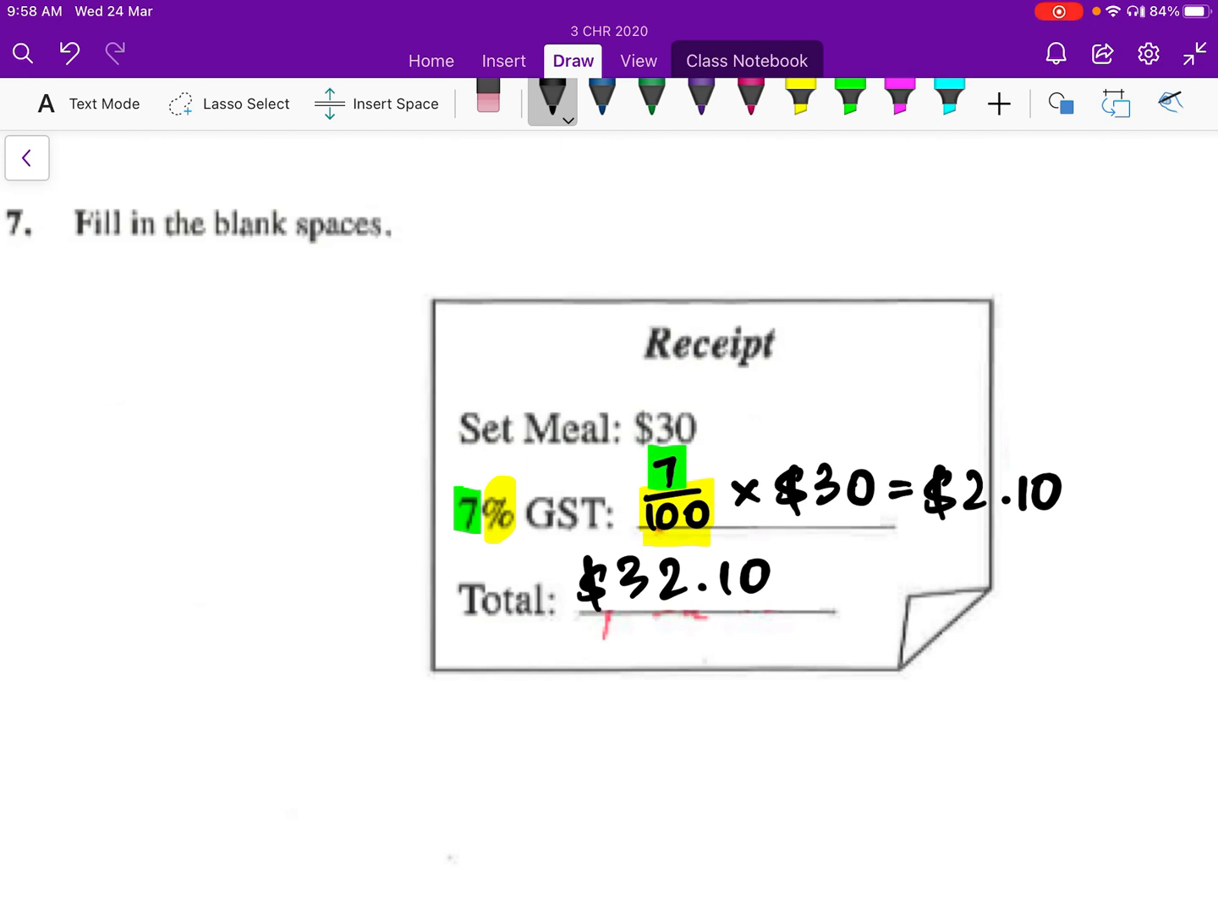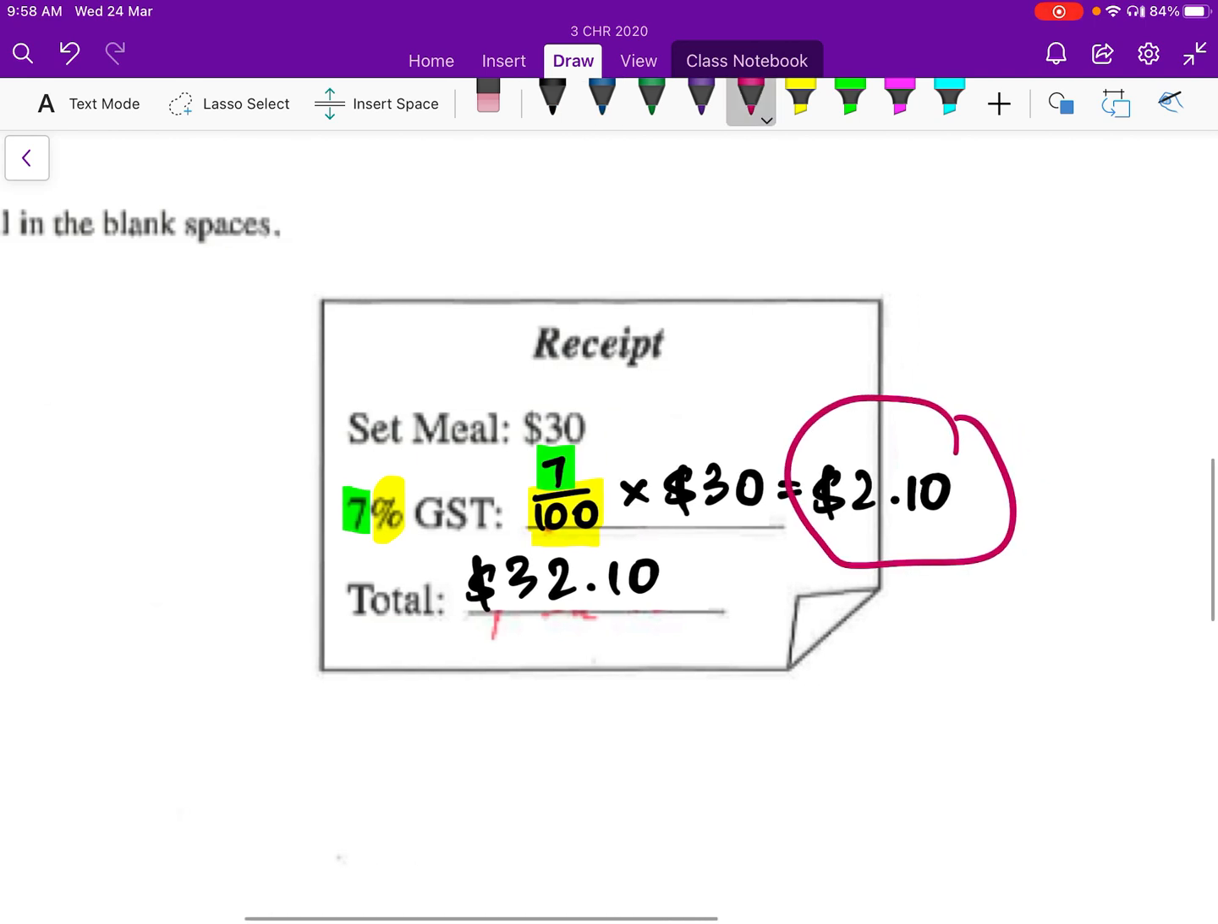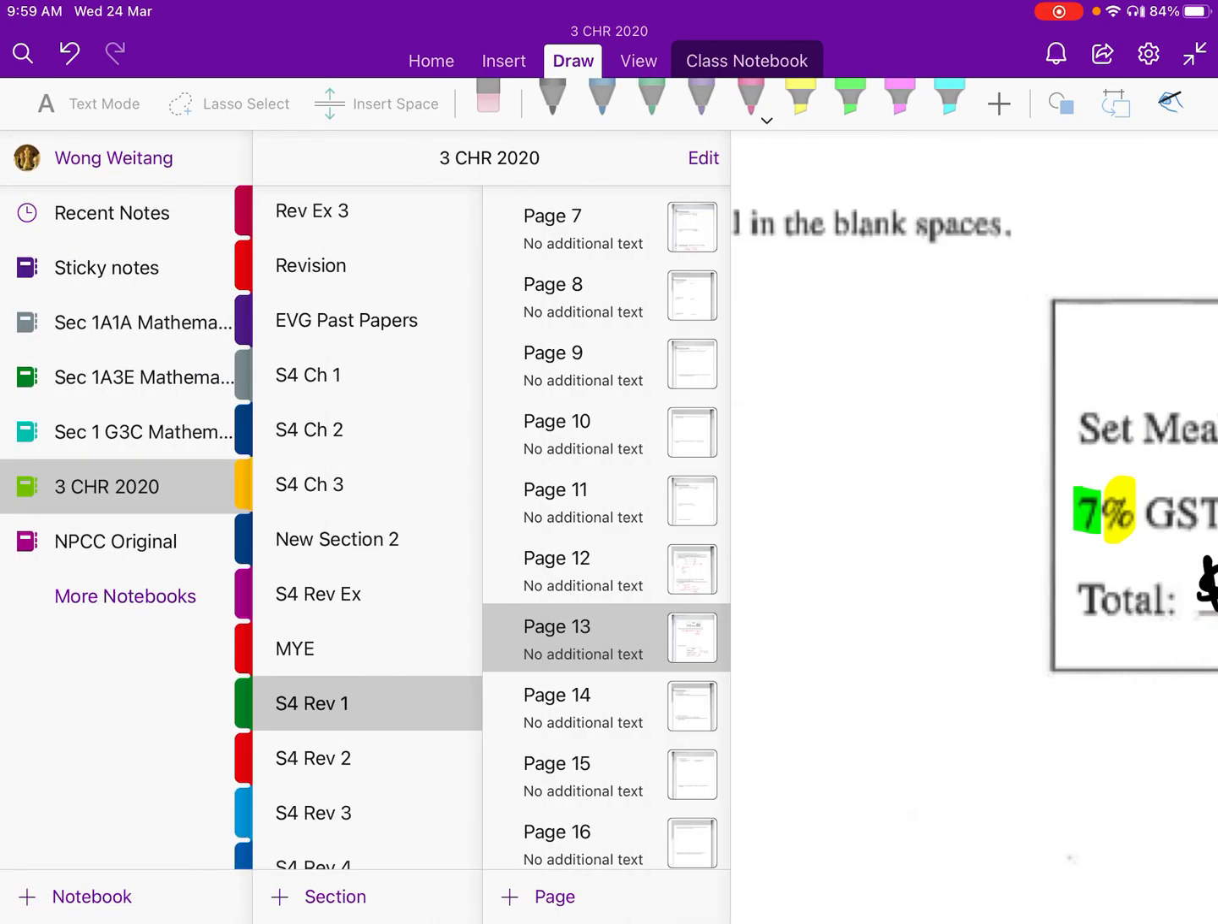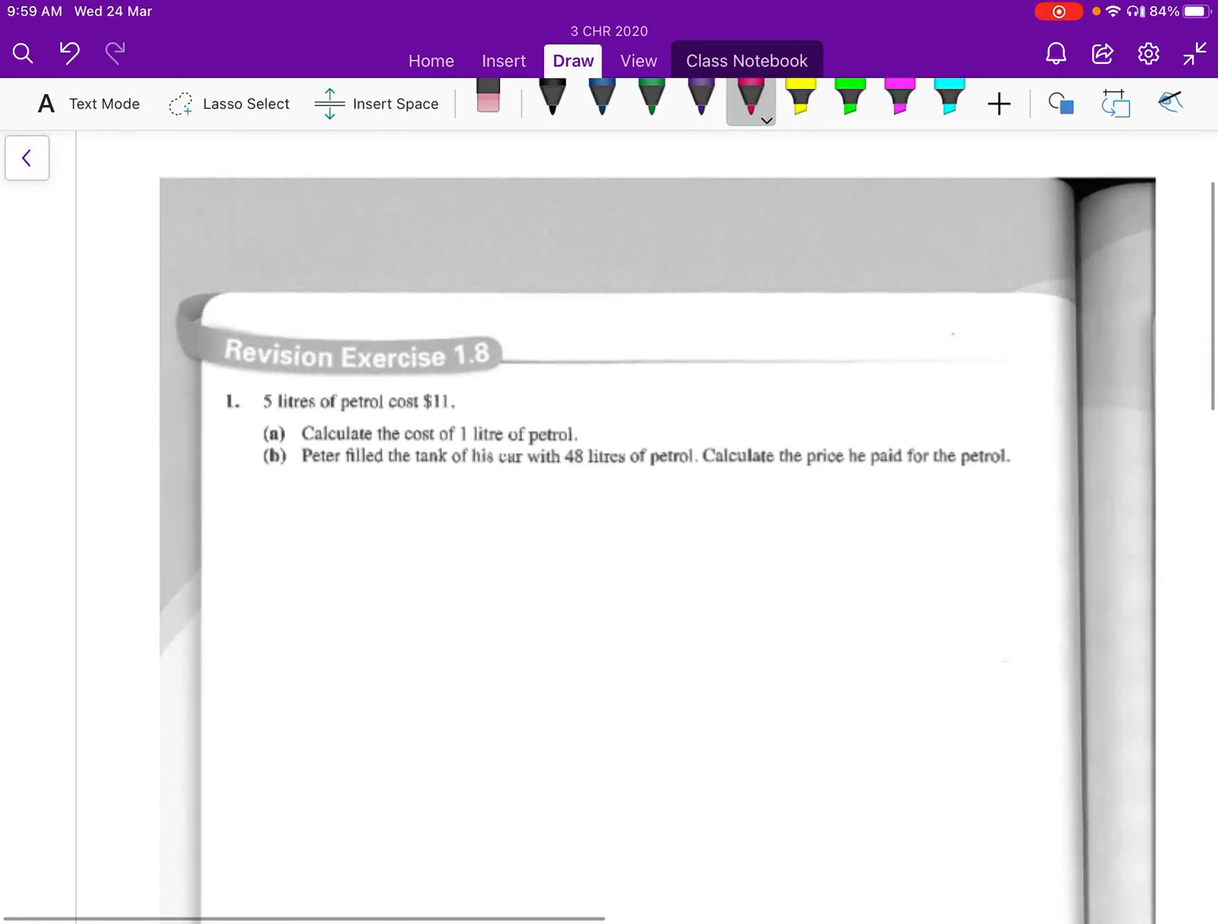Where does the $2.10 go to? Fireworks? Maybe. Goes to the government. Okay, to help us. Alright, next.